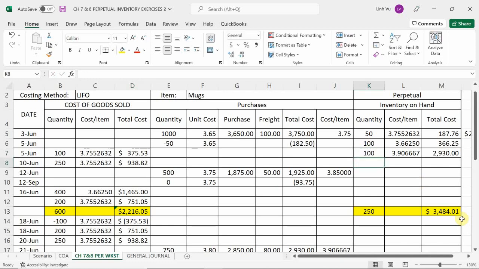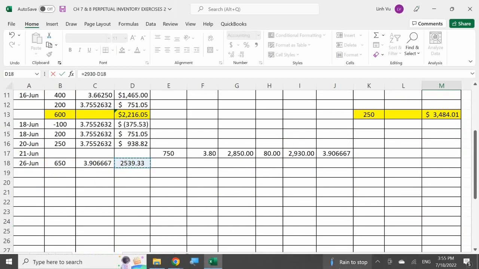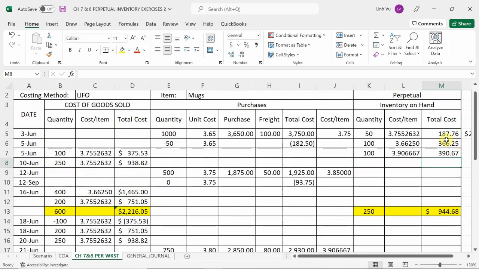750 minus 650 will give you 100 units left, right? I'm at 2930 minus this right here. Or you could simply think about it: there's 100 units left at $3.9066. That should give you 390.67, right? So that's how much I have left.